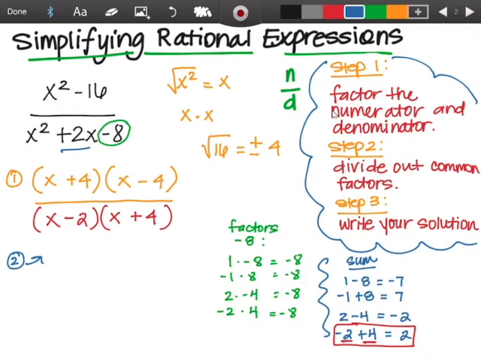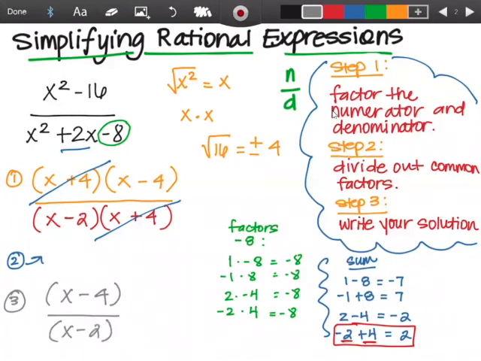So we have to see what is the same in the numerator and in the denominator. So the numerator has an x plus 4 and the x minus 4. So the denominator has an x minus 2 and x plus 4. So we have x plus 4 and x plus 4 can be divided out. And that leaves us with x minus 4 over x minus 2. And that is our final answer.